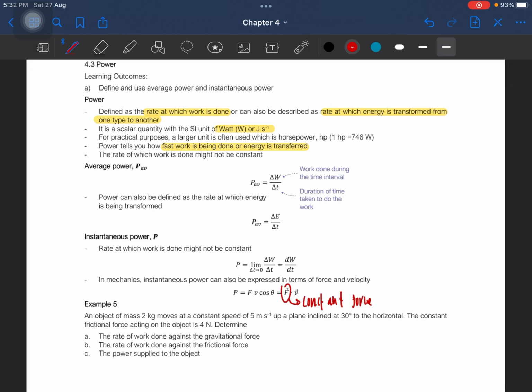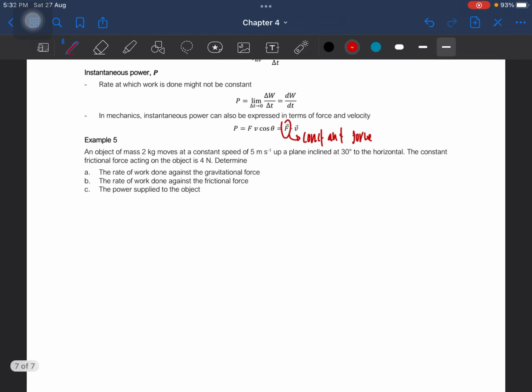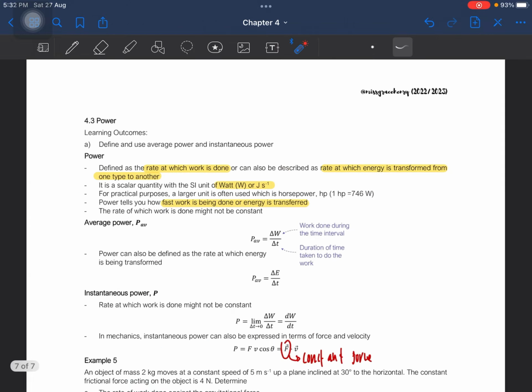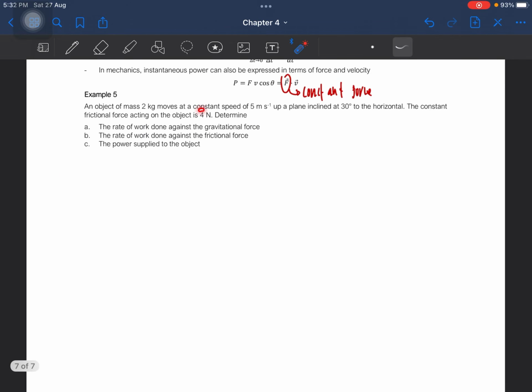Okay, now let's try to solve example number 5, our last example for chapter 4. An object of mass 2 kilogram moves at a constant speed of 5 meter per second up a plane inclined at 30 degree to the horizontal. The constant frictional force acting on the object is 4 Newton. Here they give us the frictional force, with the unit Newton. Last time you said 0.3 was the friction force. No, friction force must have Newton. Now this is the coefficient.